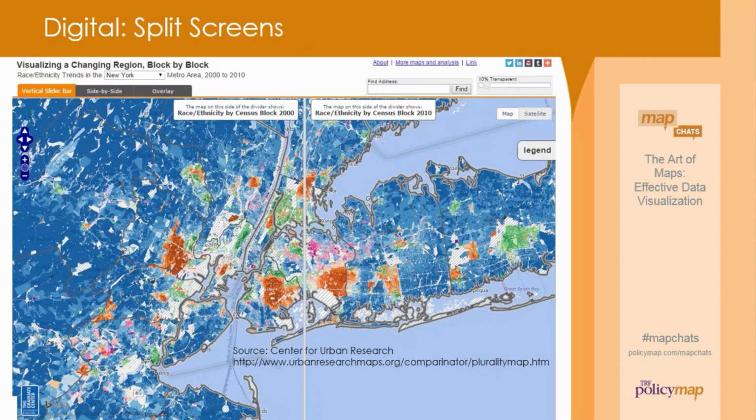It's a project done by the Center for Urban Research, and there's a splitter bar in the middle. It's probably a little difficult to see, but you can move that splitter bar back and forth and look at how, in this case, ethnic origin and race are changing in the New York region between the 10-year periods.